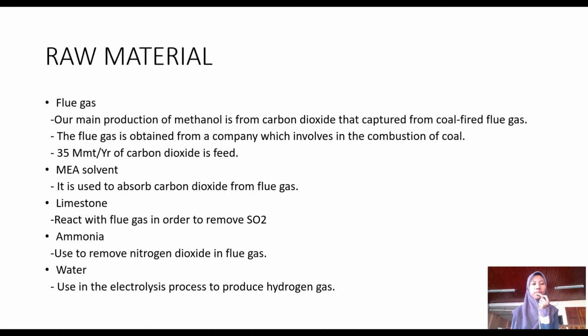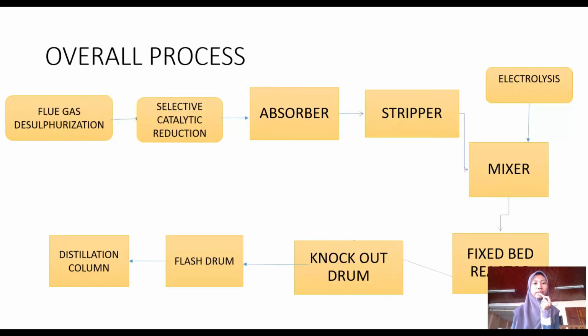For MEA solvent, it is used to absorb carbon dioxide from flue gas at the absorber system. Limestone reacts with flue gas in order to remove sulfur dioxide. Ammonia is used to remove nitrogen dioxide in flue gas, and water is used in the electrolysis process to produce hydrogen gas.